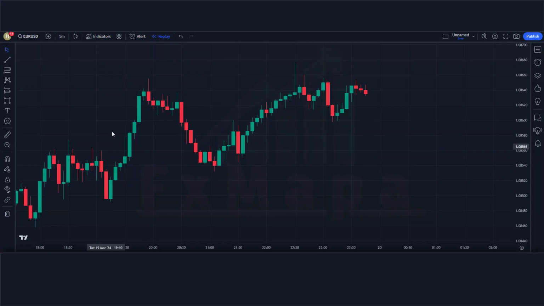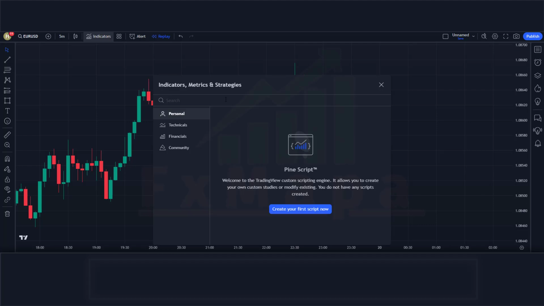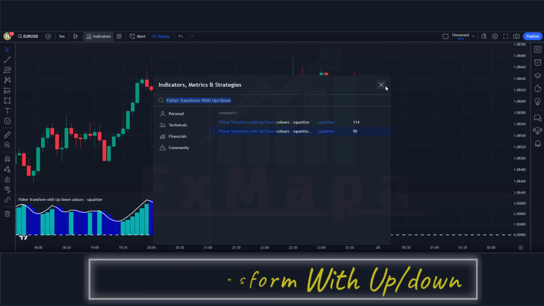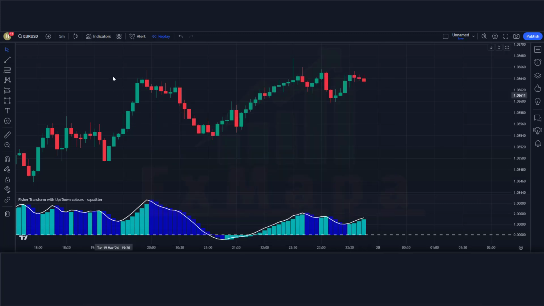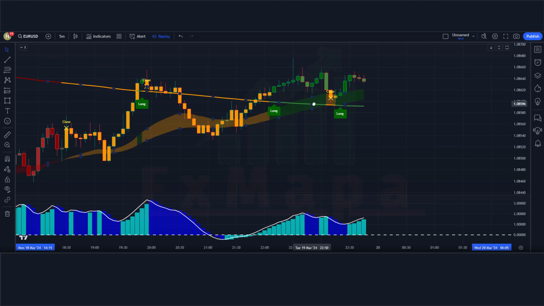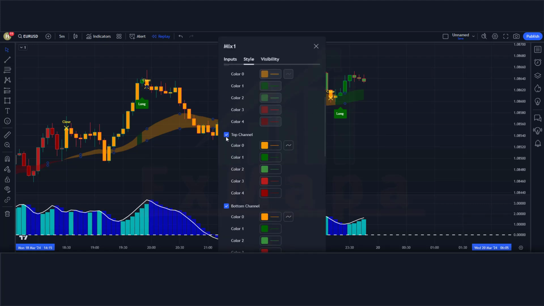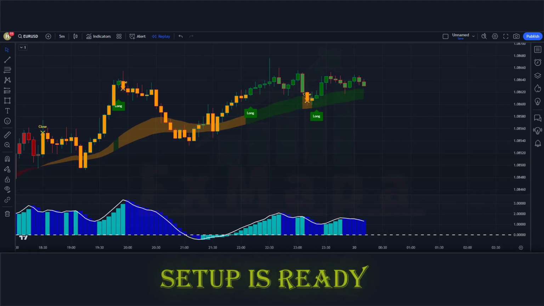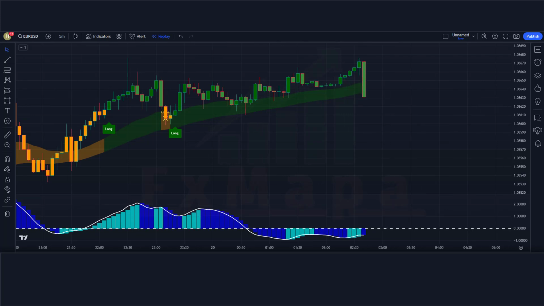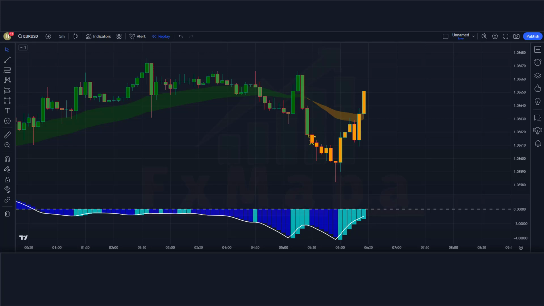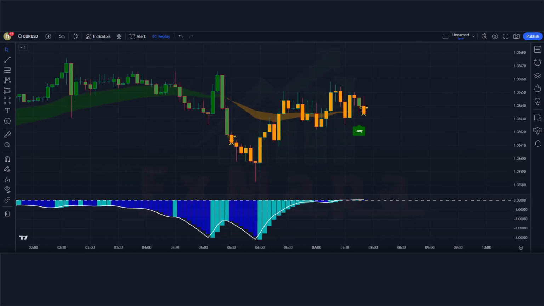In this setup we would require 2 oscillators. First indicator name is Fisher transform with up/down. Second indicator name is EMA cross plus trend channel. Keep the indicator settings as I have shown here. Setup is ready. If you have any question related to this strategy, then you can ask in the comments section. We will try our best to answer all your questions.